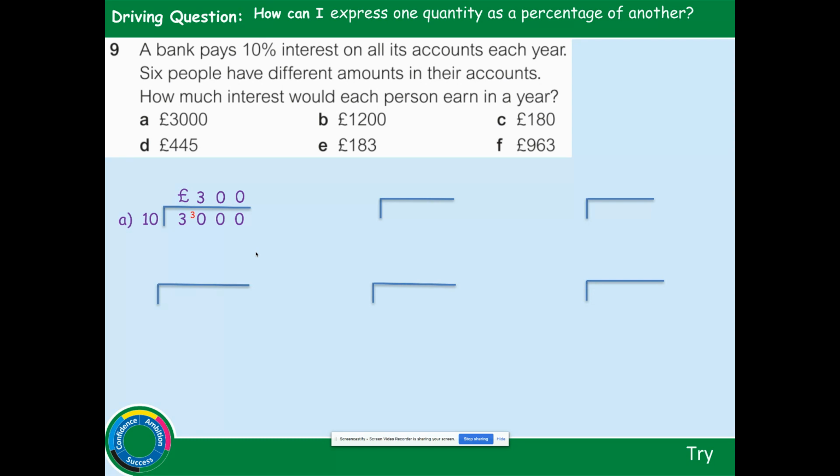Okay, press pause on the video. Make sure you copy the first one down and then do the other 5. Press play when you're ready to check your answers.